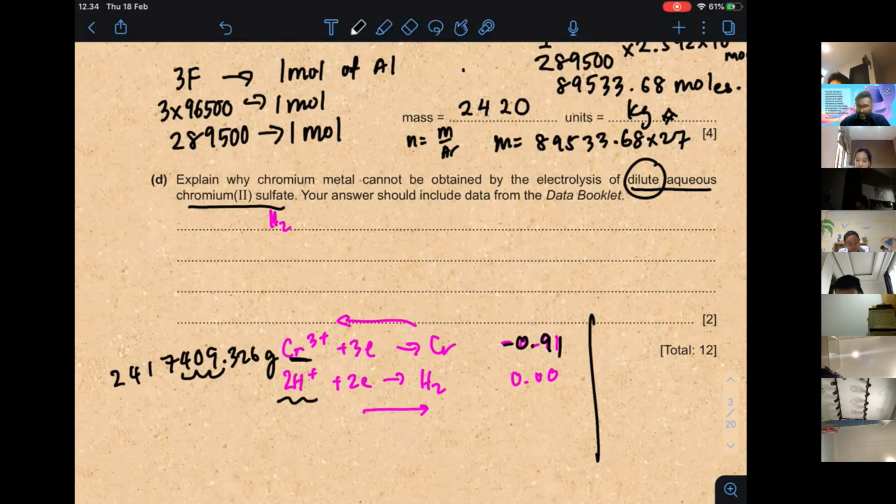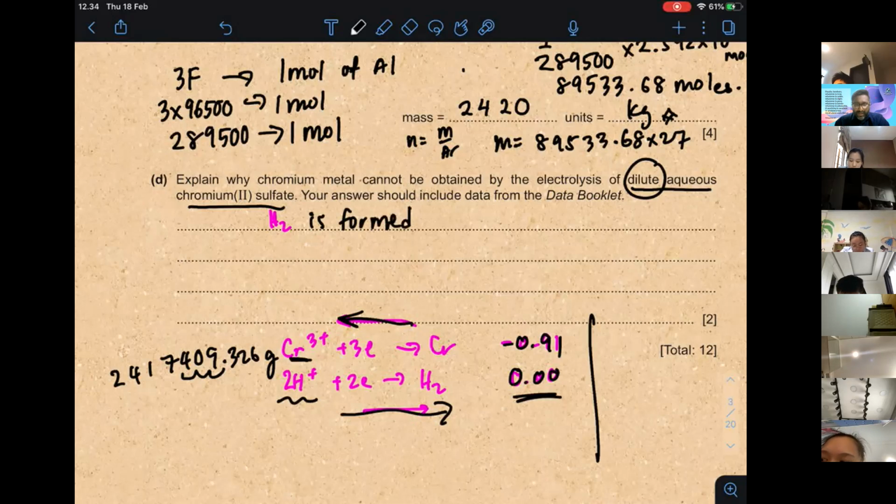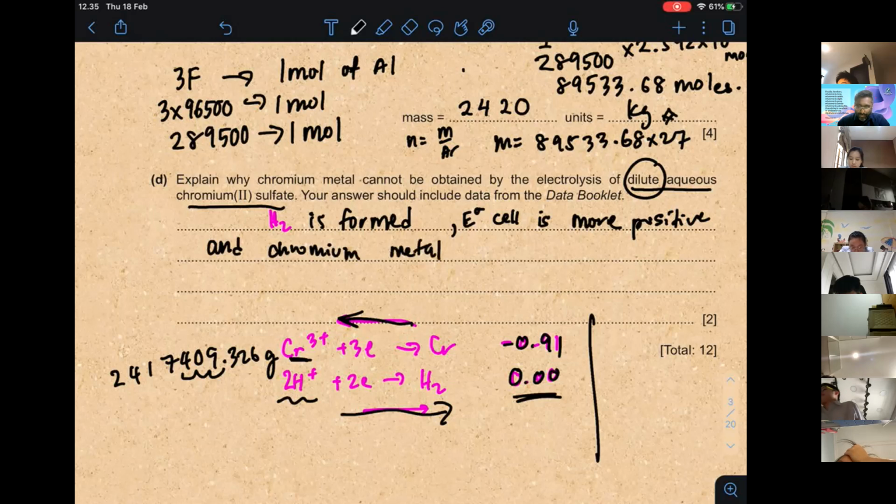Basically, when you have the Cr3+, you can see this is more positive. So this will go to the forward direction, and this will go to the backward direction. So it means you are going to use up the chromium metal, not forming the chromium. So how do I explain over here? You can say that hydrogen gas is formed, and tell why: because the E cell is more positive, and chromium metal is going to change to Cr3+, so it is oxidized. That will give you the 2 marks.